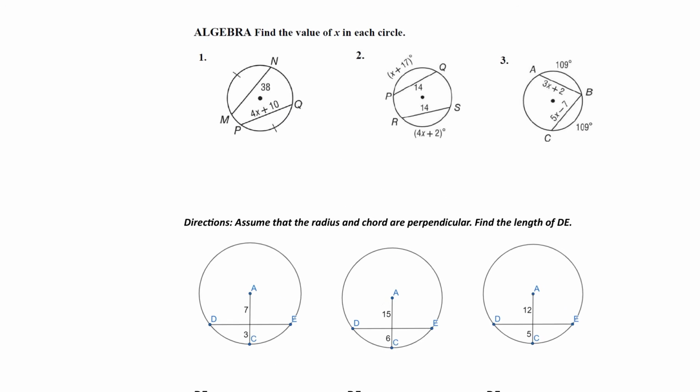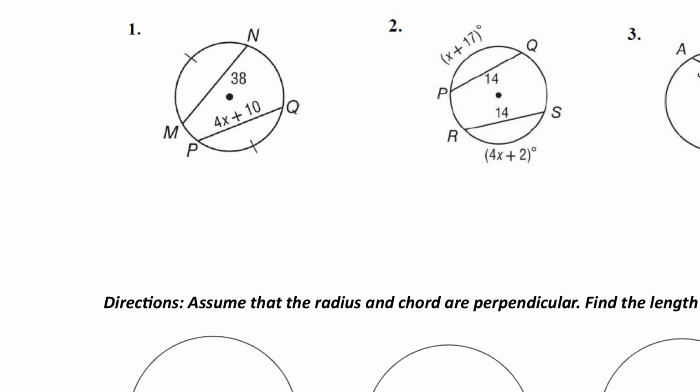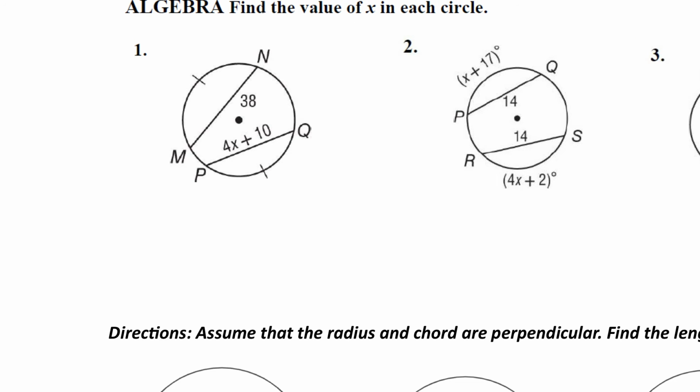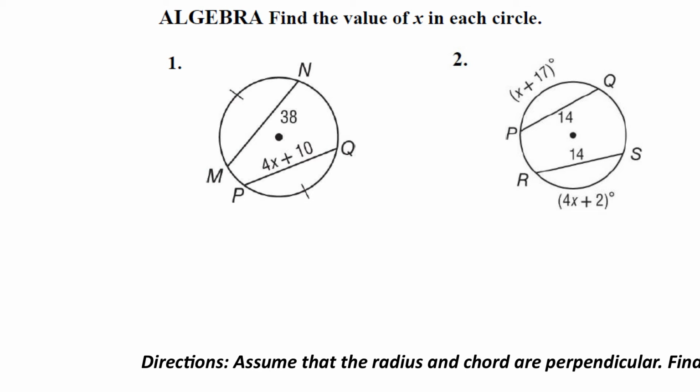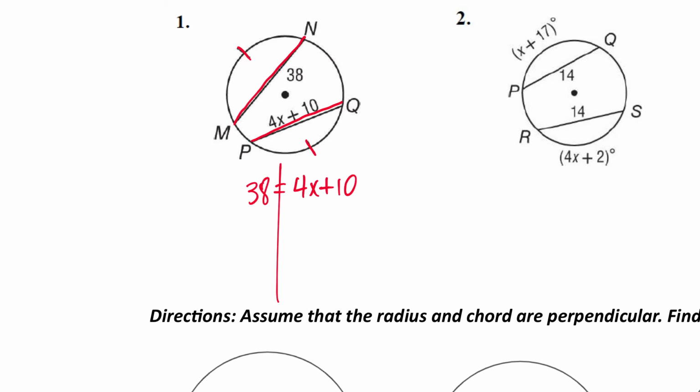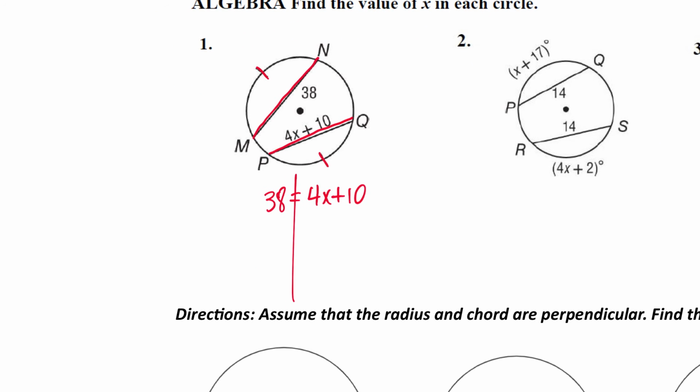Okay. Let's go ahead and turn to the next page. All right, on this next one, if this arc is congruent to this arc, then I know this chord and this chord are congruent. So we're going to set 38 equal to 4x plus 10 and solve for x. So we'll subtract 10 on both sides. 28 equals 4x. Divide by 4. And x equals 7.